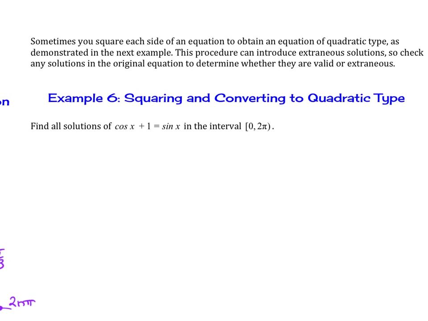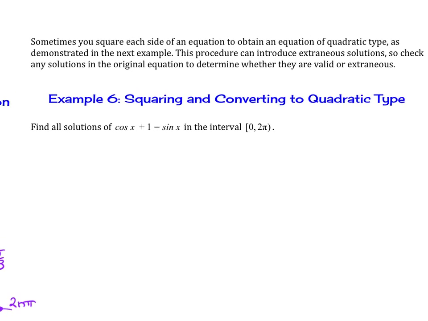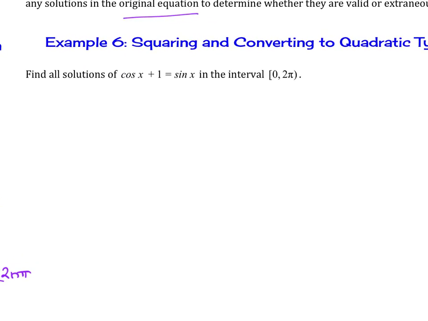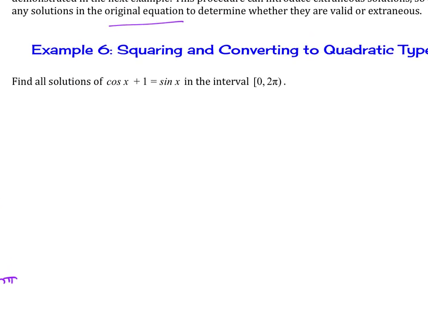So sometimes when you square each side of an equation to obtain an equation of quadratic type, this procedure can introduce extraneous solutions. So what we're going to have to do is check any solutions in the original equation to determine whether they are valid or if they're extraneous. So find all solutions of cosine of x plus 1 equals sine of x in the interval of 0 to 2 pi. So in this case, there's not much we can do here.